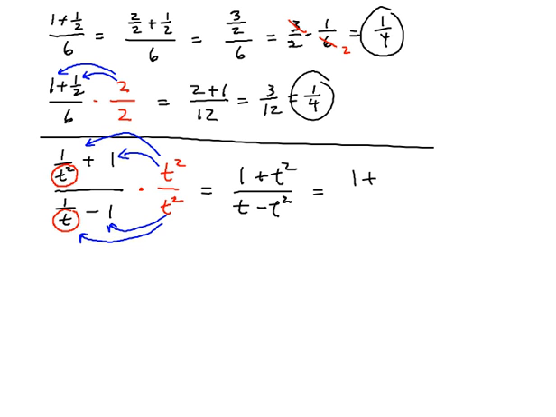Now 1 plus t squared doesn't factor, but the denominator, I can take out a t, so I'll have 1 minus t. And that would be 1 plus t squared over t times 1 minus t. And I don't get any cancellation there, so that would be the answer.